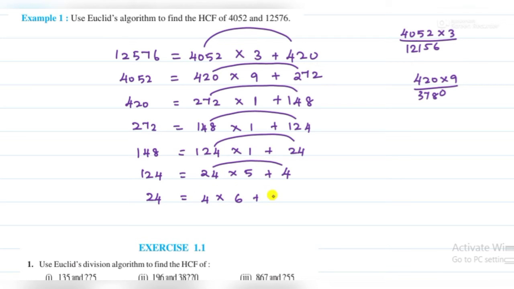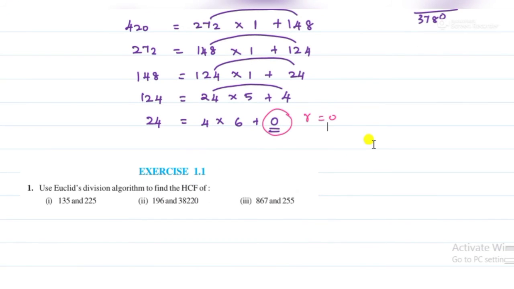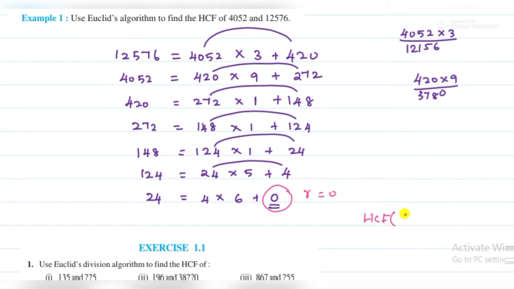Now 24 is equal to 4 into 6 plus 0. Now at this stage we got the remainder 0. So once we reach the remainder 0, we can say the HCF of the given two numbers is equal to 4. So the two numbers are 12,576 and 4052. So the HCF of these two numbers is 4.